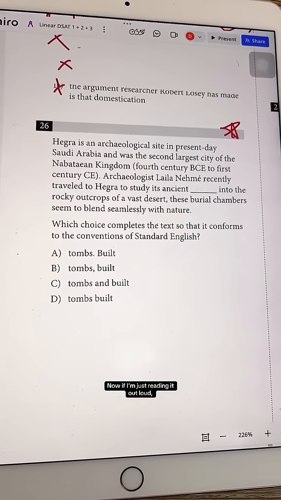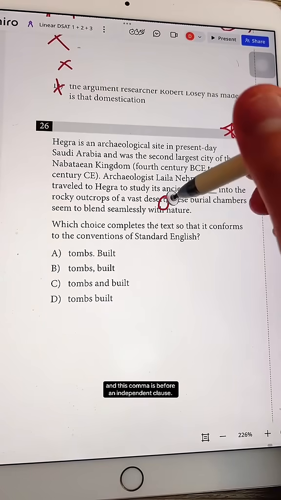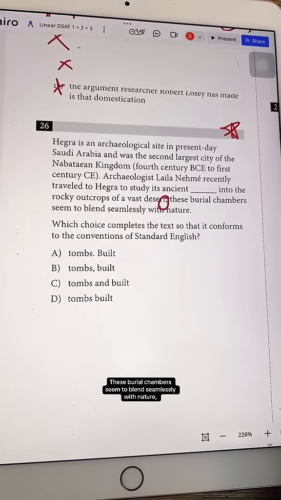Now, if I'm just reading it out loud, this is kind of what I'm thinking. She recently traveled to Hegra to study its ancient tombs built into the rocky outcrops. That makes a lot of sense to me. You have to read all the way through the question. We have a comma right here. And this comma is before an independent clause. These burial chambers seem to blend seamlessly with nature.